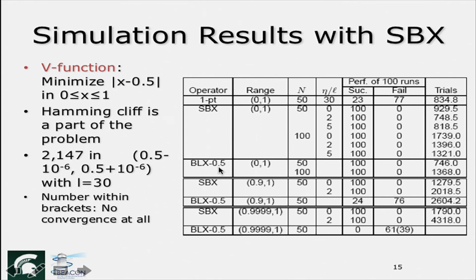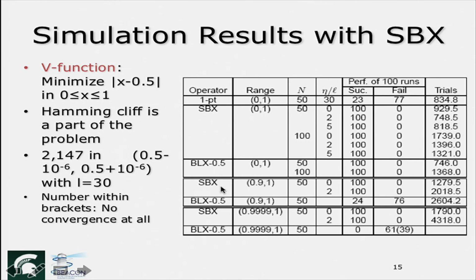When we tried BLX 0.5, same thing, 50 population size, also 100%. But it needs, well, comparable here, and comparable over here. So this seems to be saying that BLX 0.5 may be better for this single variable problem when you have 0 to 1. I wanted to see really where the difference lies.